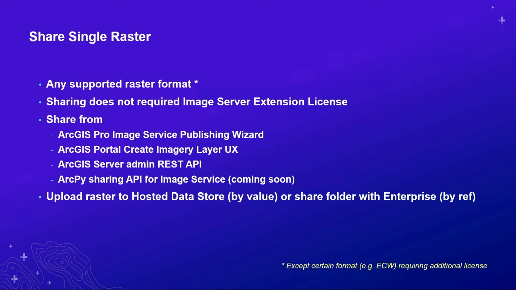There could be two cases. One case is you actually want to upload your local raster dataset to a hosted data store. This is what we call the by value publishing mode. Or you can also share the folder, or share the data location where your raster is, to the enterprise, so that your data will not be copied to the server, and the image service will simply reference the data in the shared location.